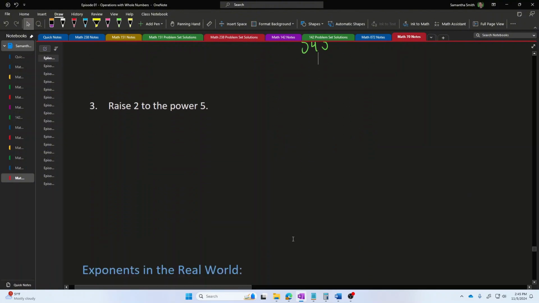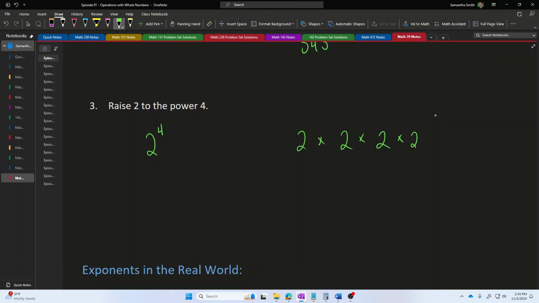Or I could say raise 2 to the power 5. I'll do raise 2 to the power 4 since we've already done the other one. Someone says raise 2 to the power 4, so that's 2 to the power 4. That's 4 copies of 2 multiplied together. So that is 2 times 2 times 2 times 2. That's 16 as well.